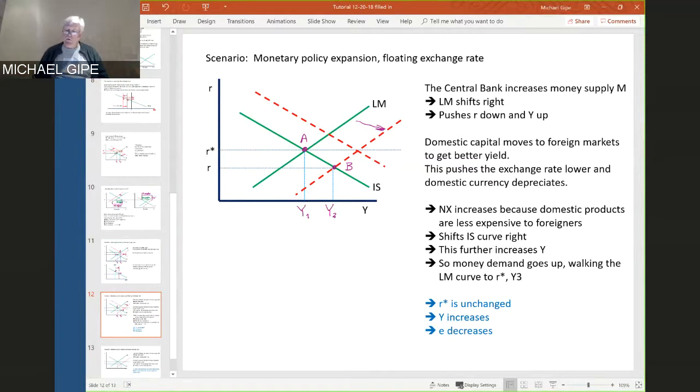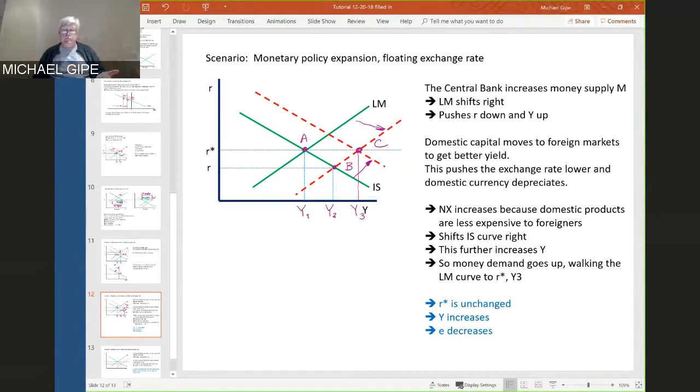And what that ends up doing is shifting the IS curve to the right. We have adjusted those current accounts, and so that now moves the IS curve to the right, or up. And then that further increases Y up to Y3, and point C here. And again, the mechanism here is the exchange rate is changing in order to make sure that the interest rate in the domestic economy matches the real world interest rate.